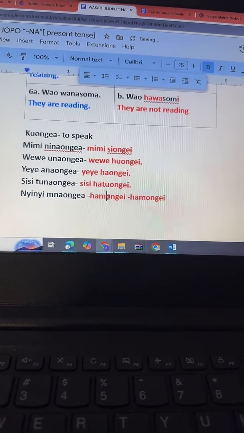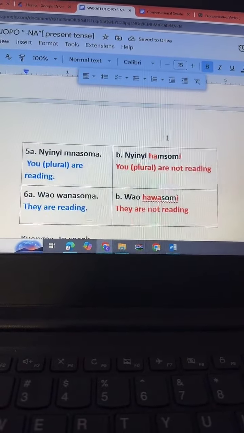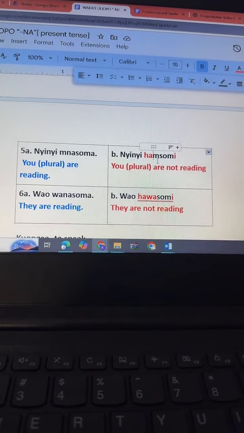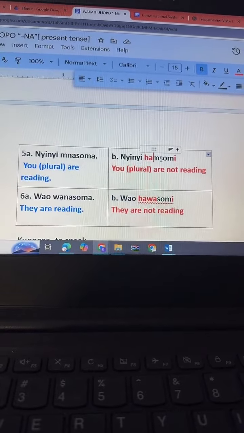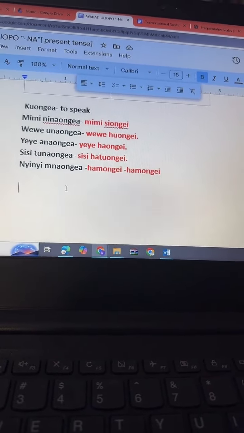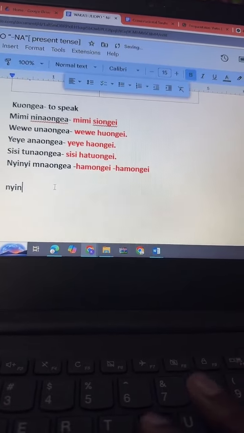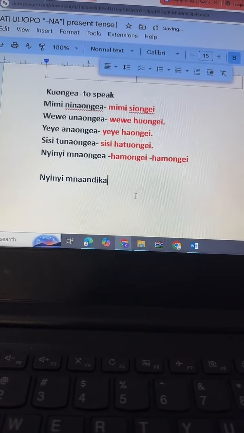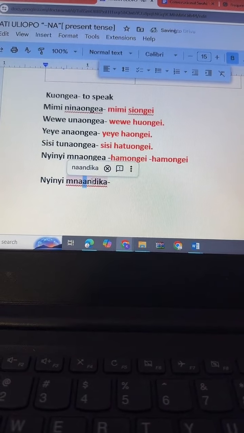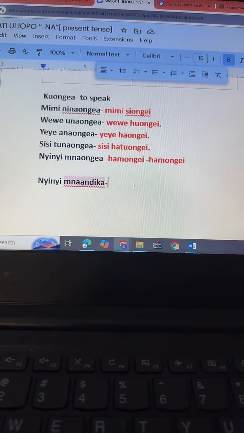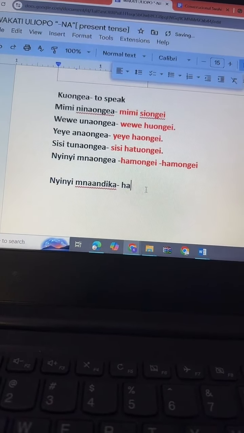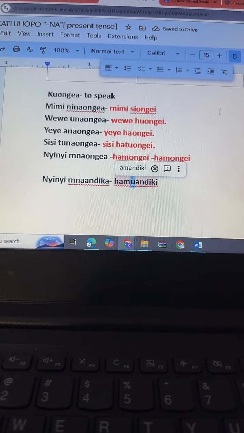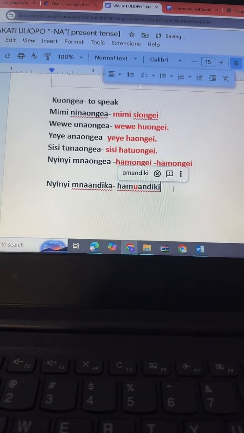But for the other verbs, like this one that has an S, a consonant, M will not take the sound S. It will just be pronounced separately. If it's a vowel, just add a U, okay? Another word is andika. Nyinyi mnaandika. The word is andika. Andika is a verb starting with the vowel A. So for the negative, it will be andiki. You see we added a U here: hamuandiki. Just for this part only.